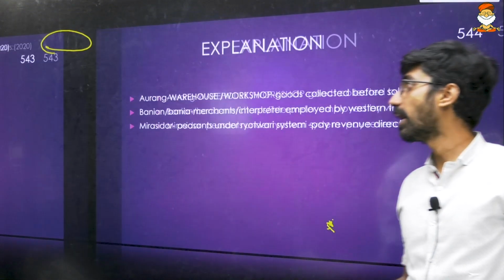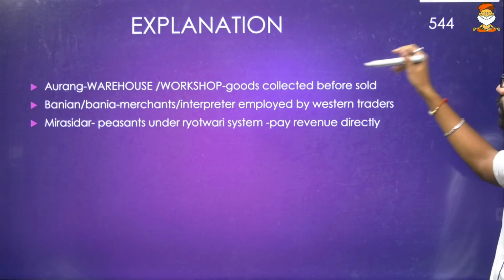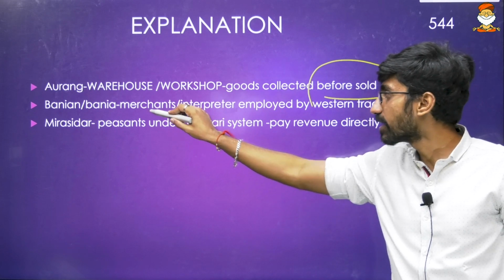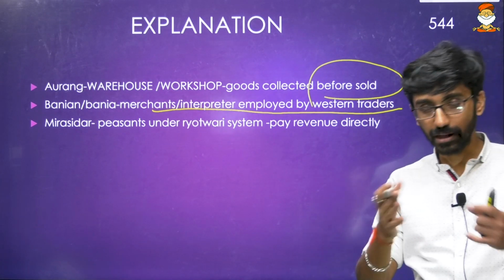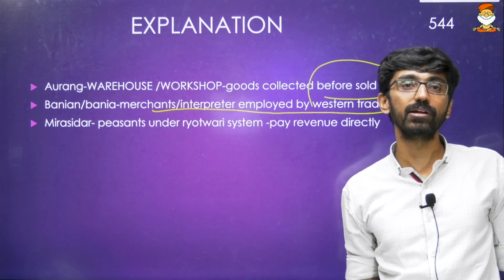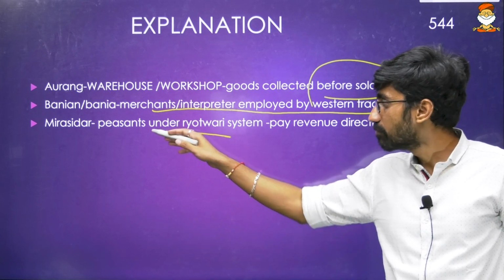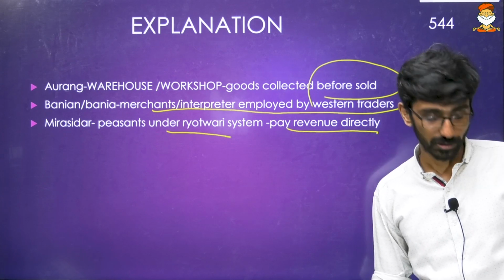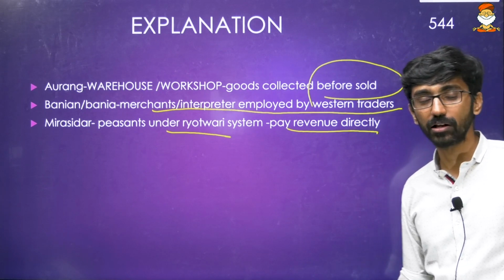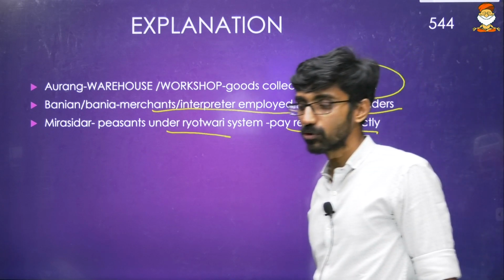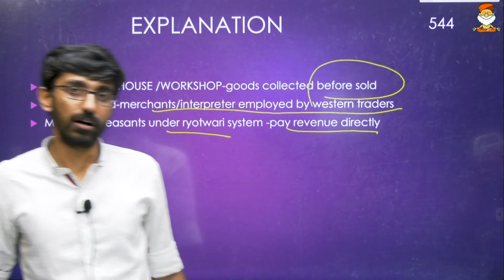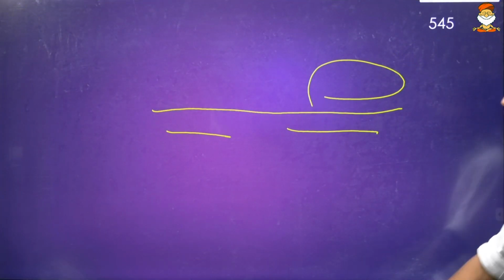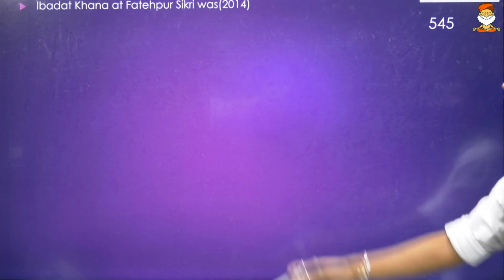Aurang is a different term, used for a warehouse or workshop where the goods were collected before being sold. Baniya merchants are interpreters employed by Western traders. Okay, they are Indian traders employed by Western traders like the East India Company. Mirasidhars under the Ryotwari system are peasants who pay revenue directly to the state. These are all factuals, so there is no conceptual clarity needed. We're just revising all the PYQs, so this gives you a certain sense of what kind of PYQs were asked. That is 2014.